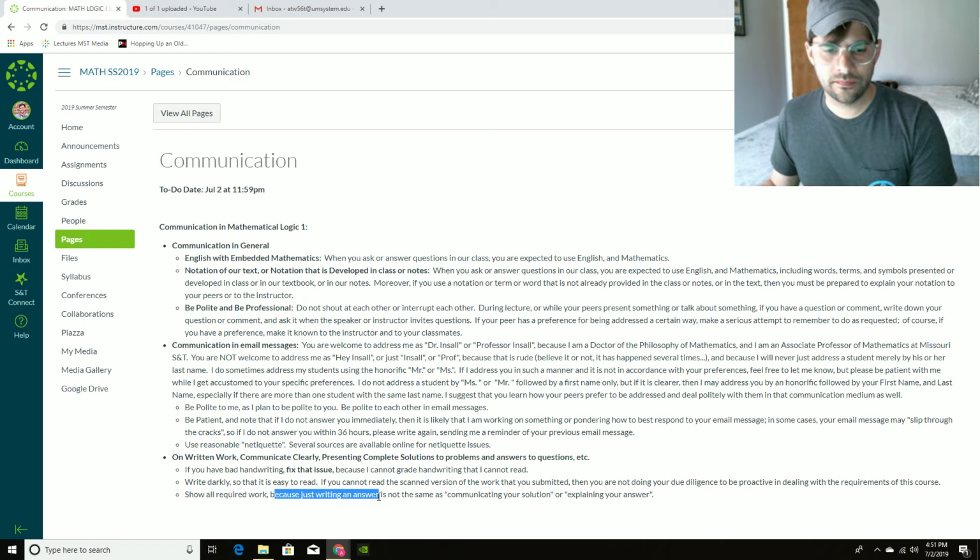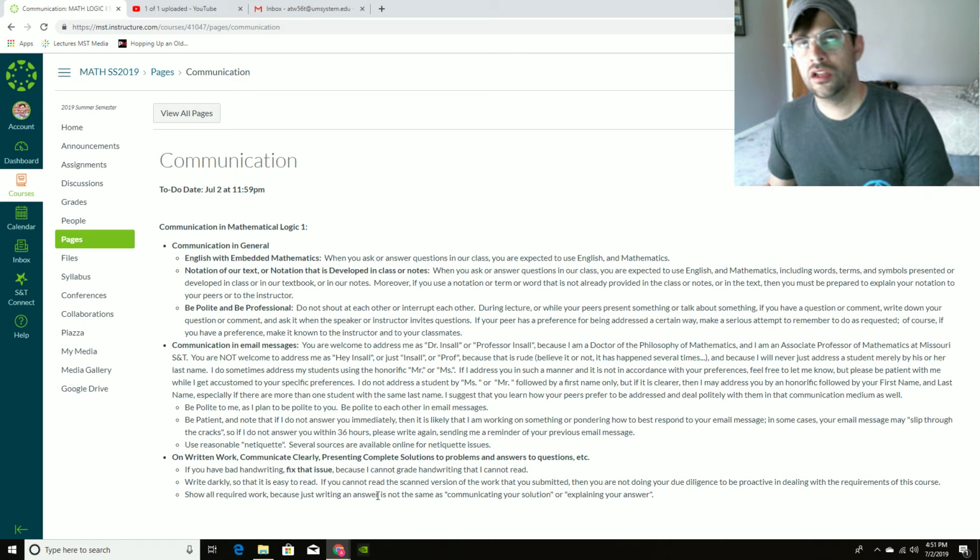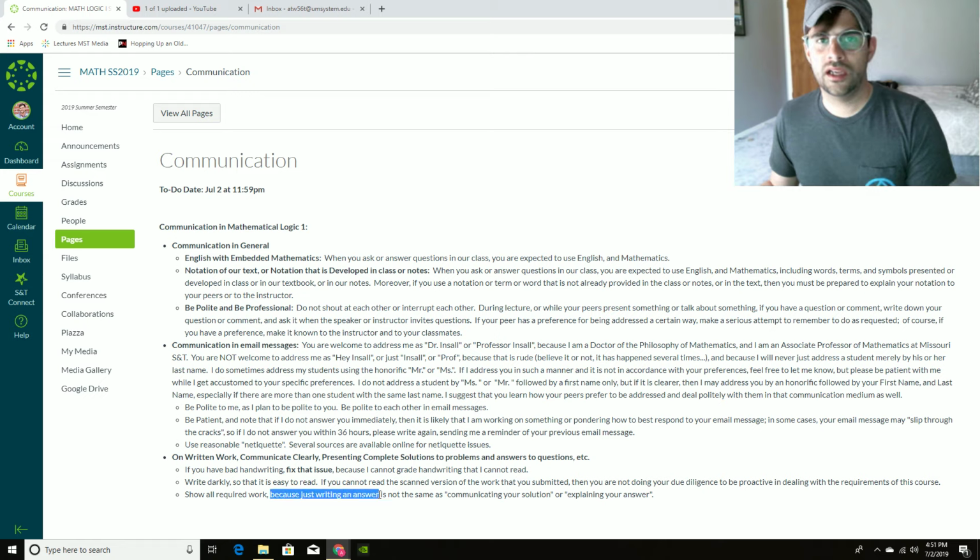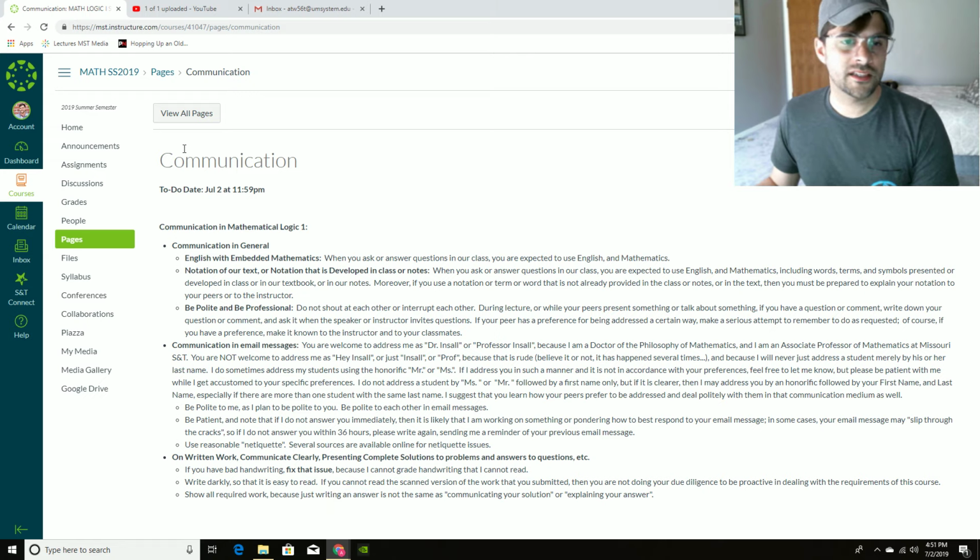Just because you wrote the answer doesn't mean the professor knows how you got there. And really, we're in school to learn, and we're learning processes, and we're learning how to get to the solution just as much as getting the right solution. So this hits the nail on the head. Just writing the answer is not the same as communicating your solution. When you communicate your solution, you are providing the process to the instructor and your thought process to get there. Because sometimes you can get the right answer, but do it the wrong way, and do it in a way that is not repeatable. So that's it for communication.